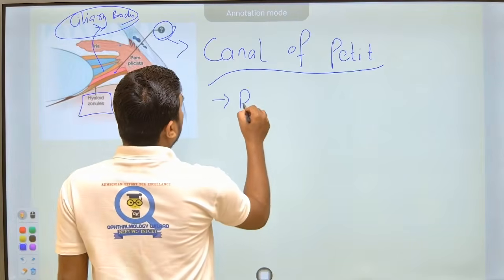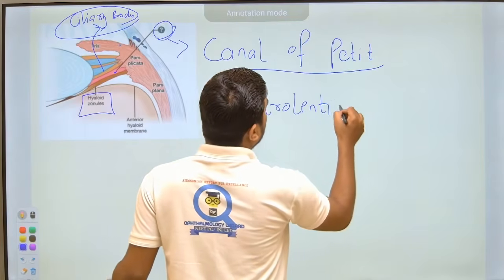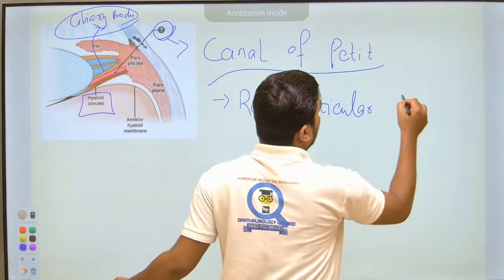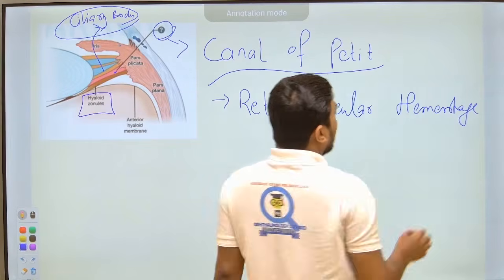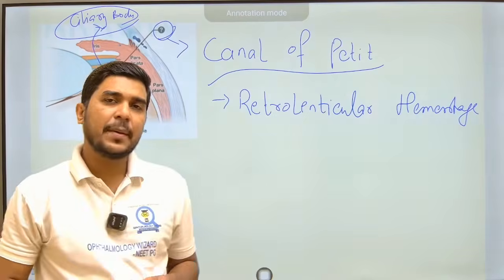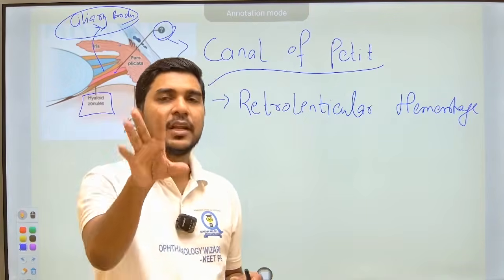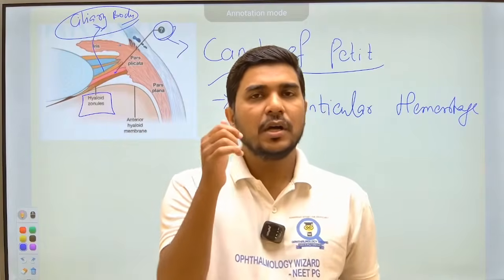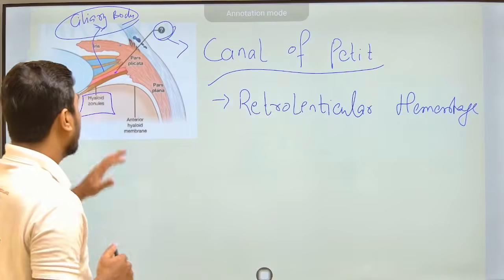This canal of Petit is the area where retrolenticular hemorrhage happens, or this is the area from where the blood can enter into the lens through a tear or break in the posterior capsule. So that is the importance of this area.